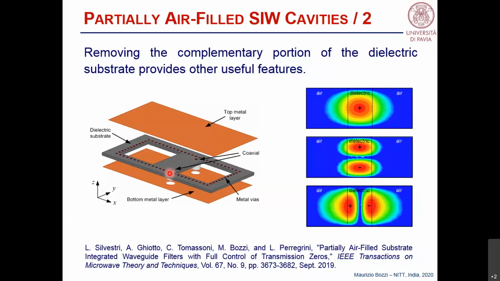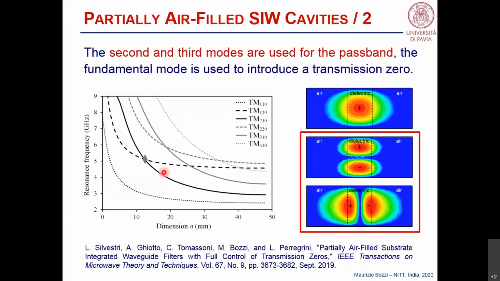In this case, the structure is excited not by microstrip line, but by coaxial probes. You see here and here. This filter is quite interesting because depending on the position of the coaxial probes and the aspect ratio of the rectangular cavity, you can obtain two transmission zeros that are both below the passband, both above the passband, or one below and one above. And basically, it depends on the dimension of the dielectric region in the center.